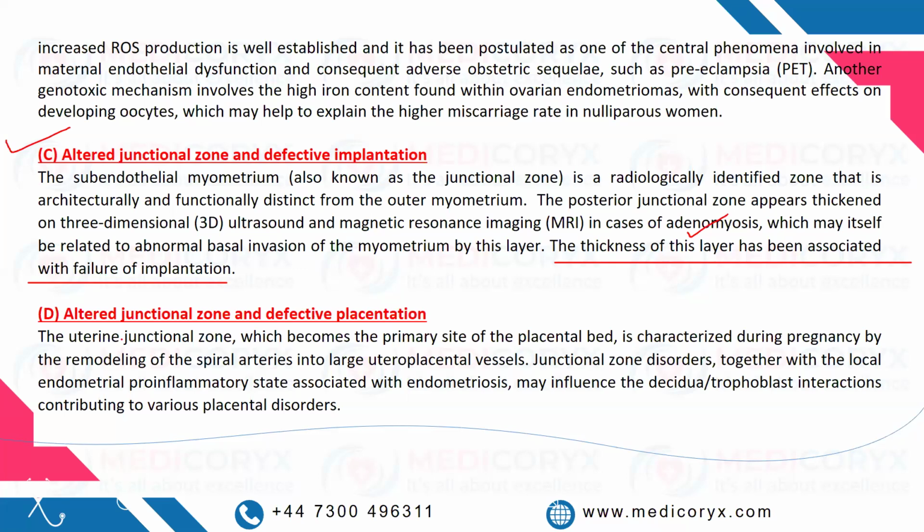Then the uterine junctional zone becomes the primary site of the placental bed, which is characterized during pregnancy by the remodeling of the spiral arteries into large uteroplacental vessels. So junctional zone disorders, together with the local endometrial pro-inflammatory state associated with endometriosis, will influence decidua-trophoblast interaction, contributing to various placental disorders. So with all these things, we can fairly think why there is reduced fertility potential in women with endometriosis, right?